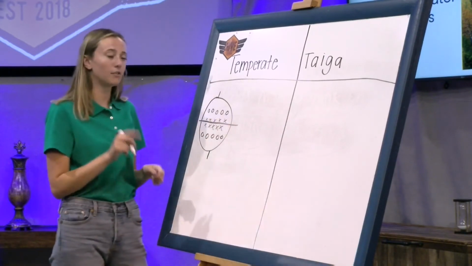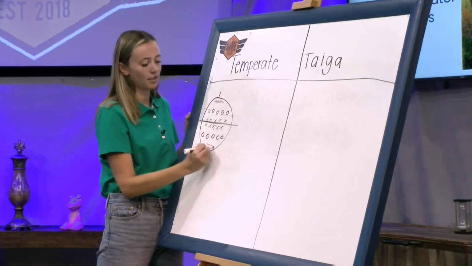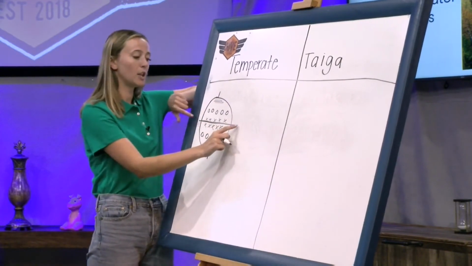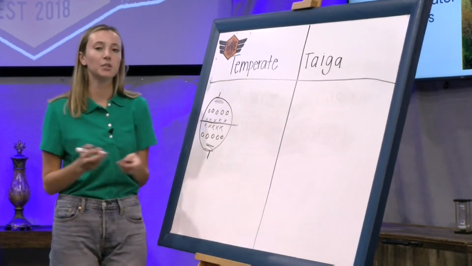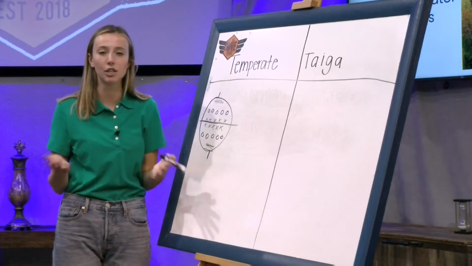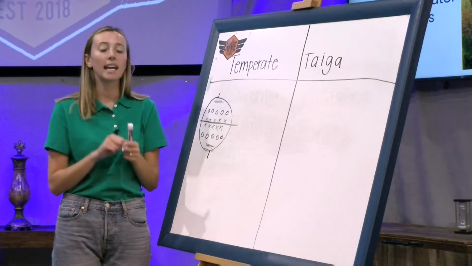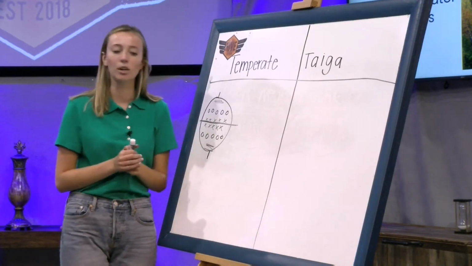When we talk about taiga forests, I'll get to it. Taiga forests are going to be closer to the poles, like right here and right here. But temperate forests are these O's, right in between the poles and the equator. Okay, so maybe write that down. Where's the location of temperate forests? In between the poles and the equator. Okay, let's slide and learn some more.